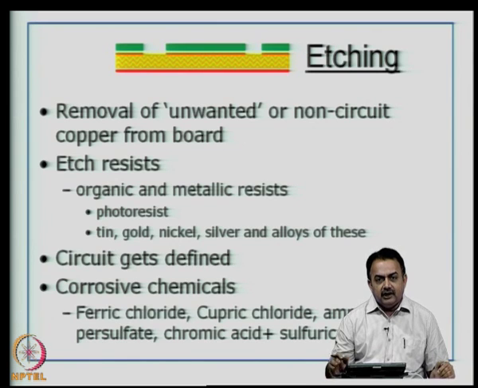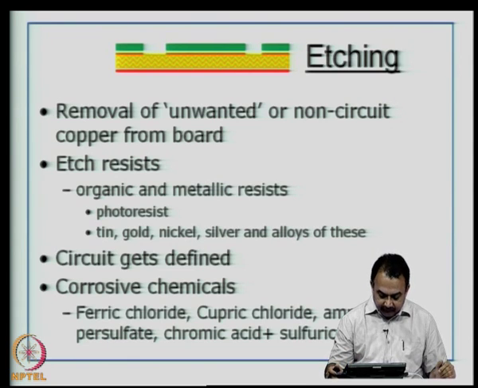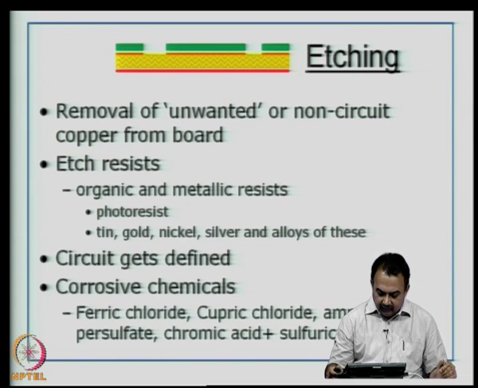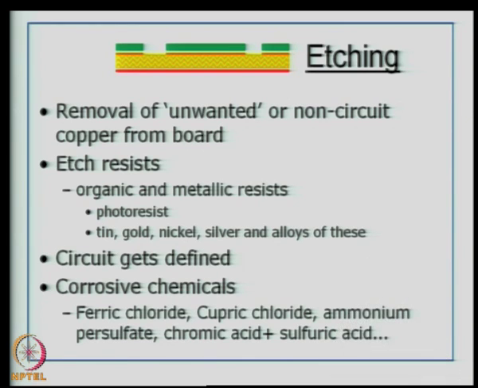Now, after the etching process is over, the circuit gets defined, right. You are removing all the unwanted copper. Now, the etchant chemicals are corrosive in nature. Typical examples of etchant chemicals, as you can see at the bottom of the slide, are ferric chloride, cupric chloride, ammonium persulfate, which is a micro etchant, chromic acid and sulfuric acid combination, and so on.